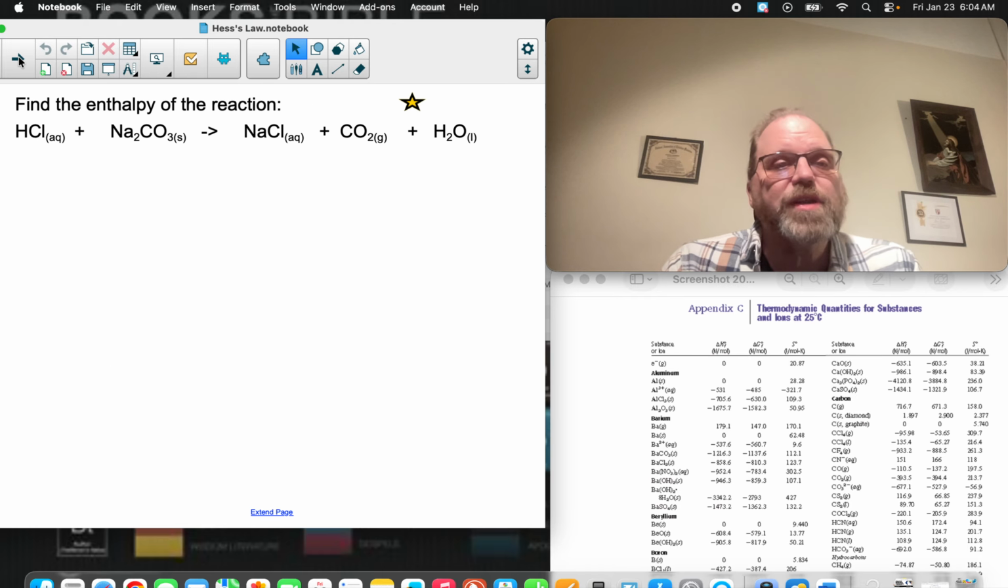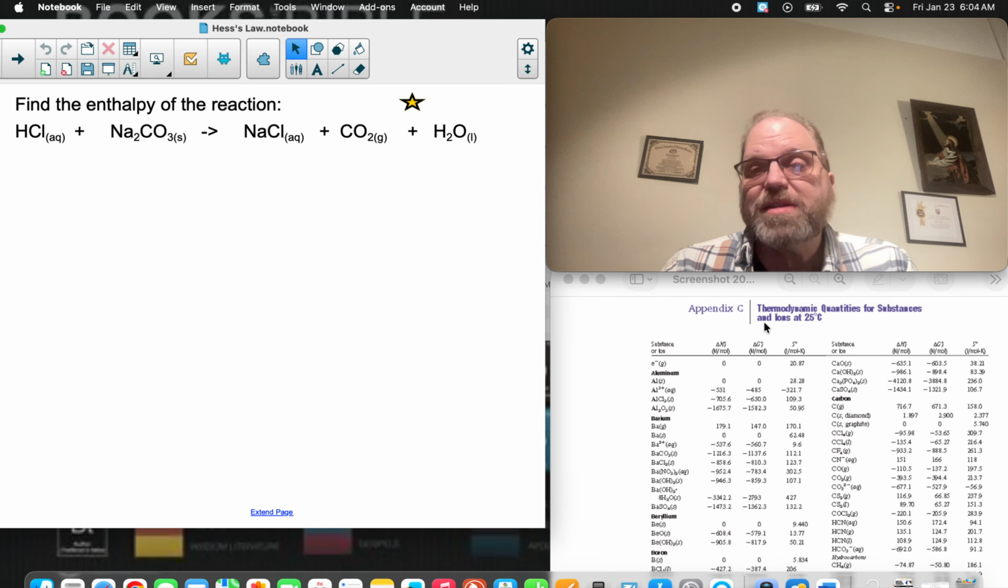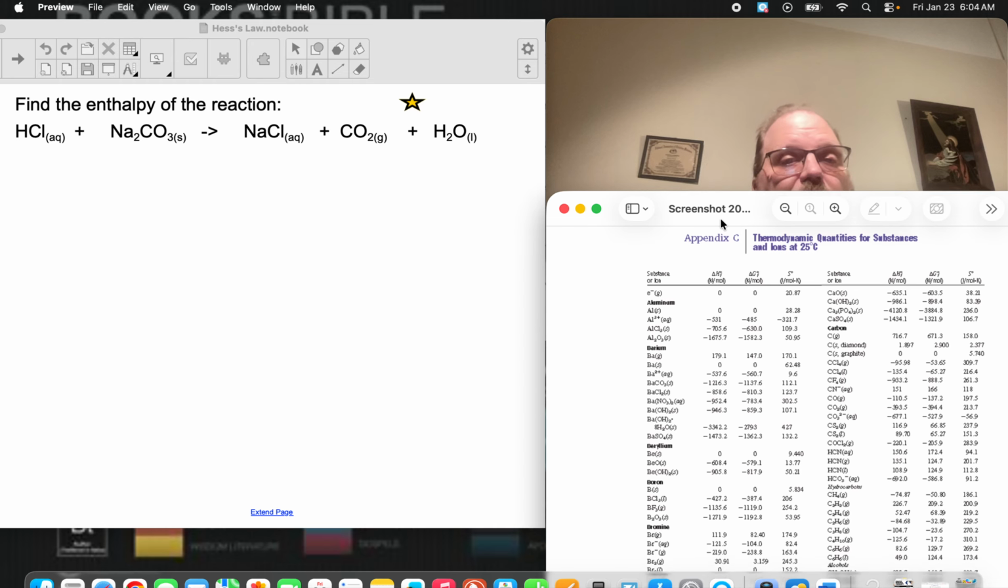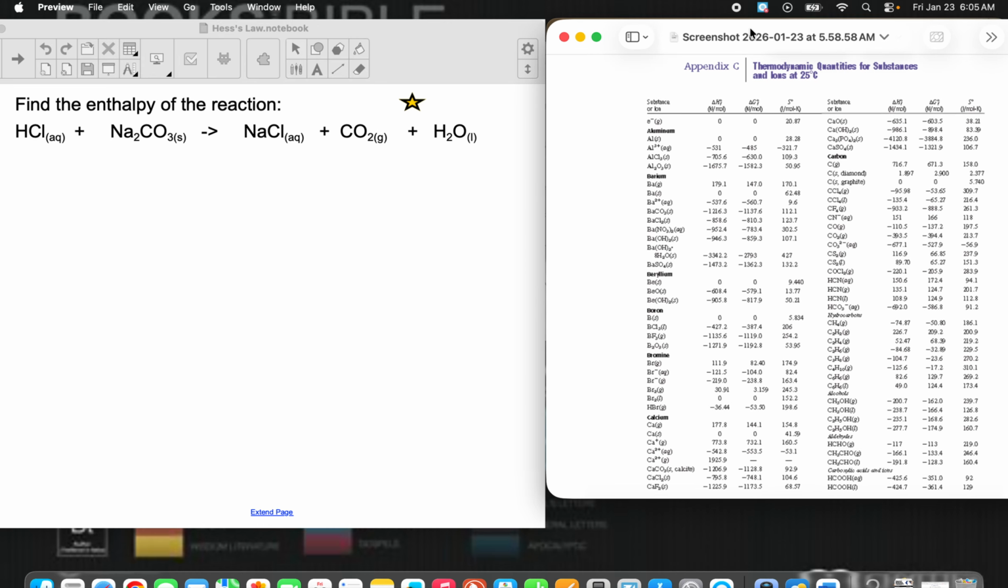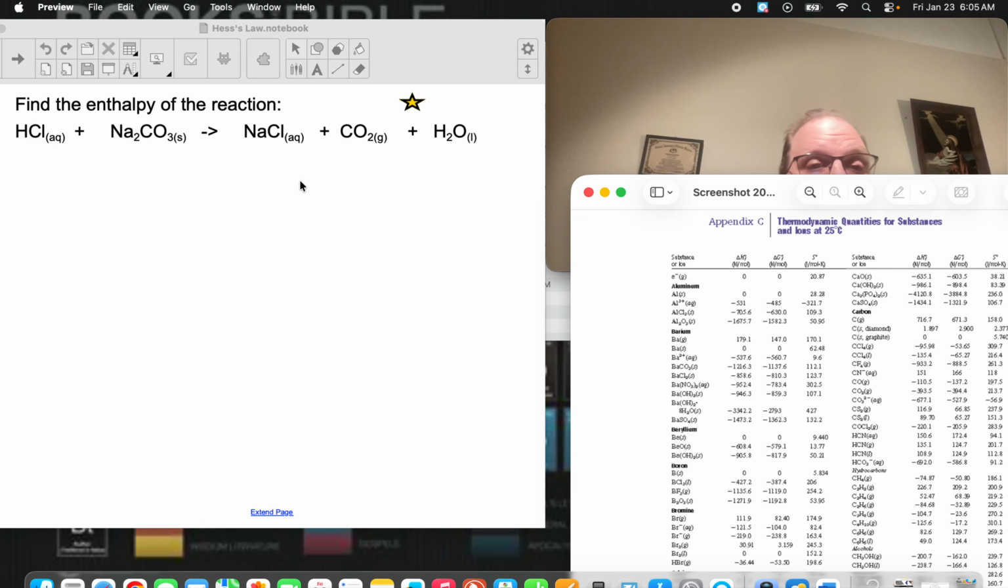Find the enthalpy of reaction of HCl aqueous, which means it's a solution, plus Na2CO3 solid, that's sodium carbonate, yields salt, NaCl, sodium chloride, plus carbon dioxide, plus water. Going to balance it up, put a 2 in front of the HCl and a 2 in front of the NaCl. All right, so we're going to have 5 compounds we have to identify here.